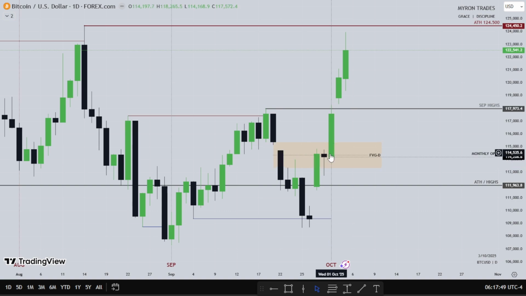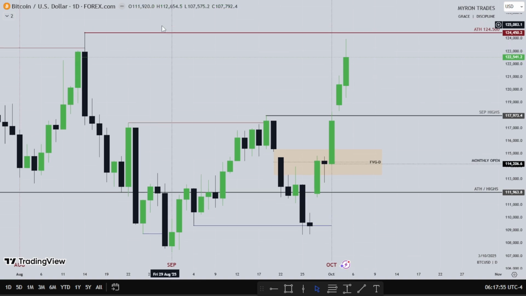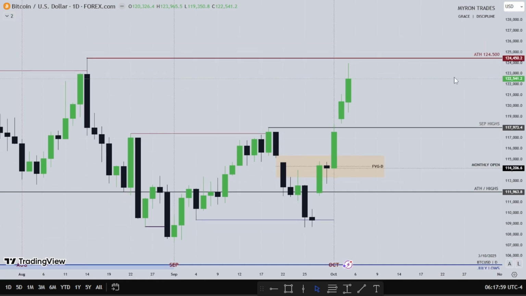On Wednesday, we'll see higher prices. Thursday, we'll see higher prices. Friday, we'll see higher prices. So definitely Bitcoin wants to make a new all-time high. So for the new week, if Bitcoin wants to take out this all-time high, I want to see a little bit of retracement, maybe this gap or this huge fair value gap might be filled, or it will just continue higher.